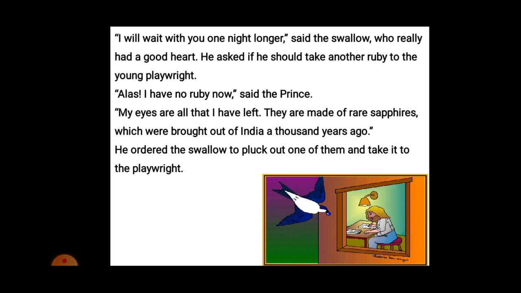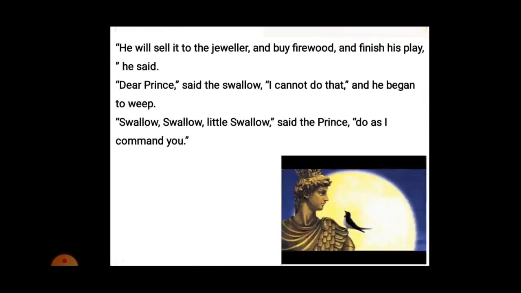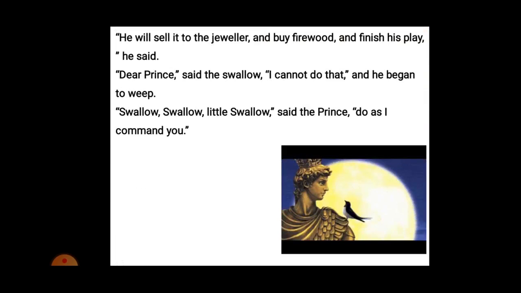He ordered the swallow to pluck out one of them and take it to the playwright. He will sell it to the jeweler and buy firewood. After selling that sapphire to the jeweler, he will buy firewood, and then he will get some warmth, and with the rest of the money he can buy some food also, and satisfy his hunger. And finally, in the warm atmosphere, after filling his hunger, he can do his work and complete his play. "Dear prince," said the swallow, "I cannot do that."